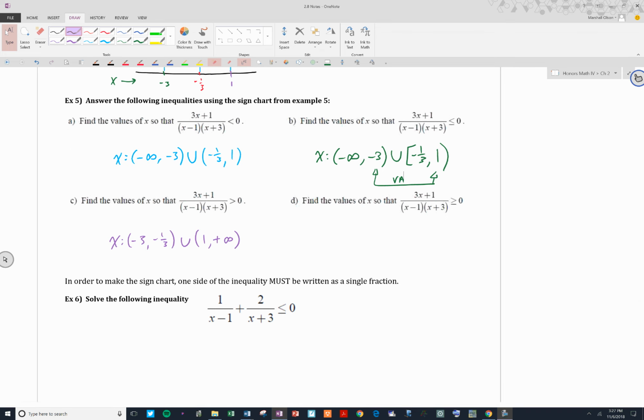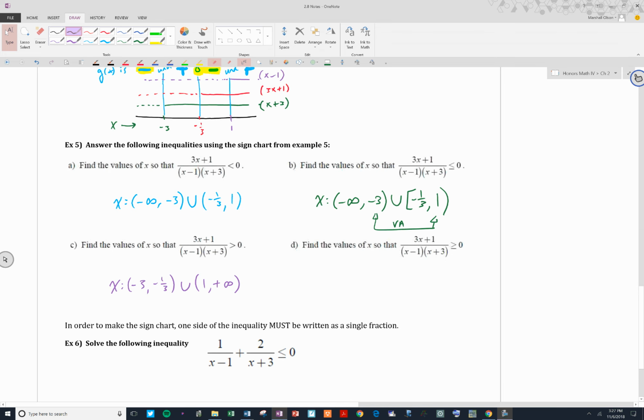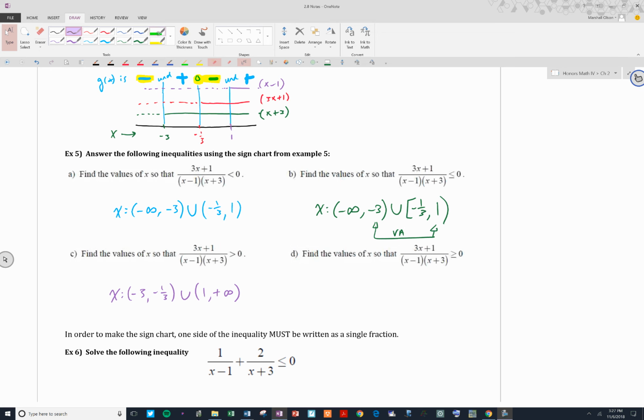In D, where is it greater than or equal to 0? I just want to see my sign chart yet. We are then looking at there, and then also that 0 right there. So from -3 up until -1/3, and we can include that because it's a 0 up in the numerator. And then from 1, but not including 1, up until positive infinity is also where it's positive.